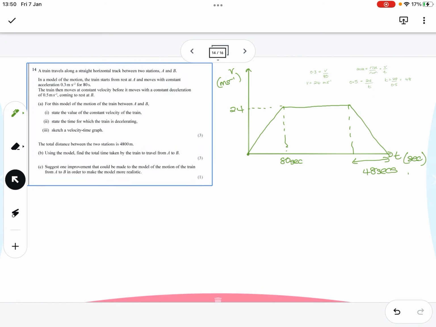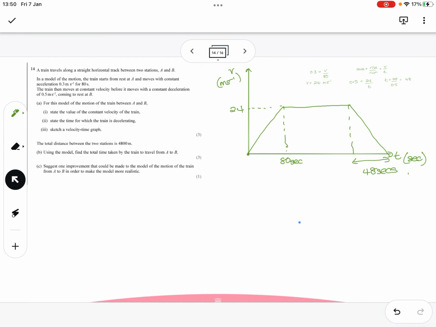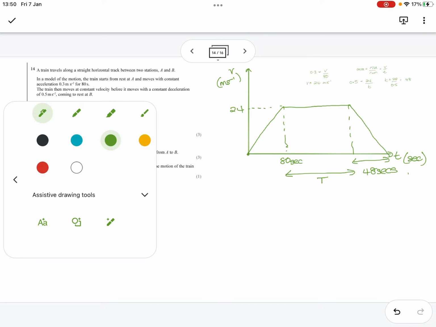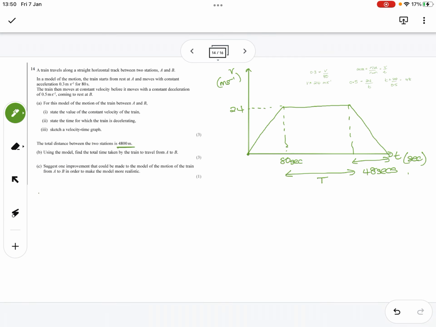And then from all of that, obviously, we've got the graph that we now have here. But we don't know what this bit is here, so I'm going to give that the capital T. Total time. So given we've got a velocity time graph, the area underneath the velocity graph is the displacement, and they've told us the displacement is 4800 meters. So we need to work out the area under the graph.